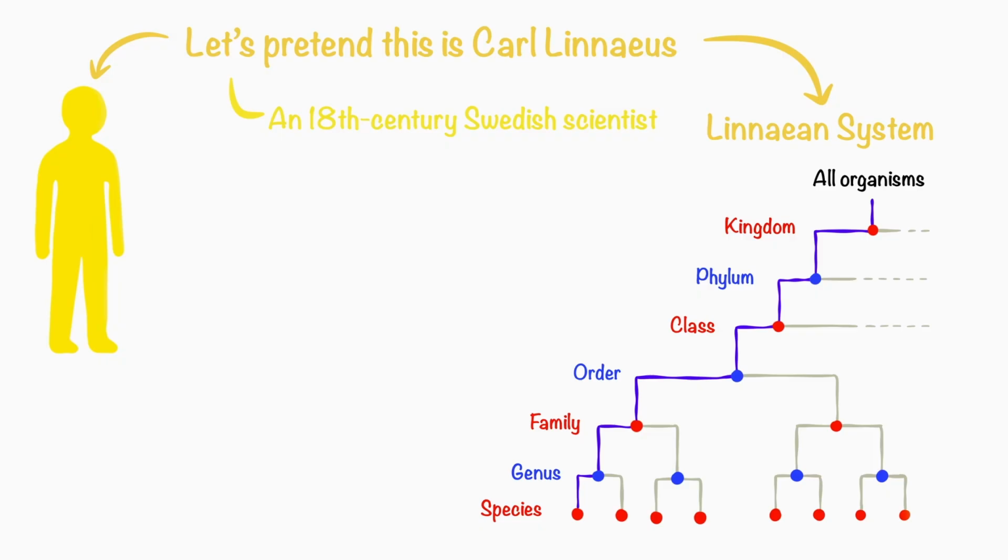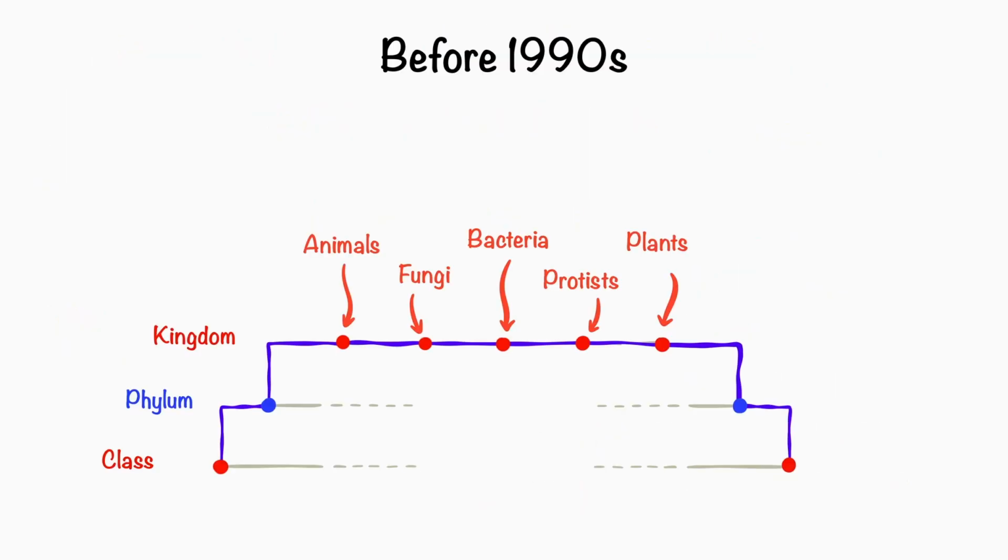This system functions like a postal address, beginning with broad categories and progressively narrowing down. Just as an address moves from country to specific street number, classification moves from kingdom to individual species. For over 2 centuries, this framework provided the foundation for biological classification. Traditionally, scientists recognized 5 kingdoms: animals, plants, fungi, protists, and bacteria. This division was based primarily on visible characteristics and basic cellular structure.